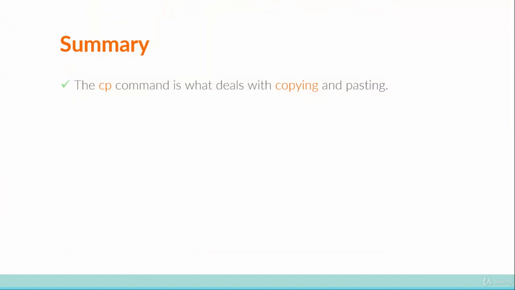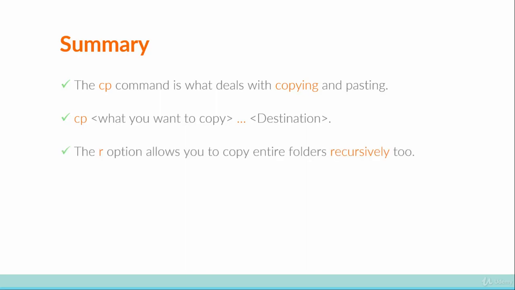It's quite easy, right? So as a very quick review, you saw that the cp command is what deals with copying and pasting of files and folders in Linux. And the way that it works is you type cp, then what you want to copy, and you can have as many of those as you like. And then at the end, the last command line argument that you give it is your destination. Okay, so you can have many things that you want to copy, but the final thing that you give it is the single destination where you want all of those things to go. Now, if you want to copy entire folders, so not just their contents, but the actual wrapper, the actual folder itself, then you need to give the copy command the R option to allow it to copy entire folders recursively.